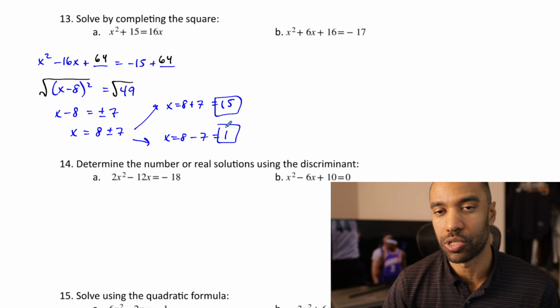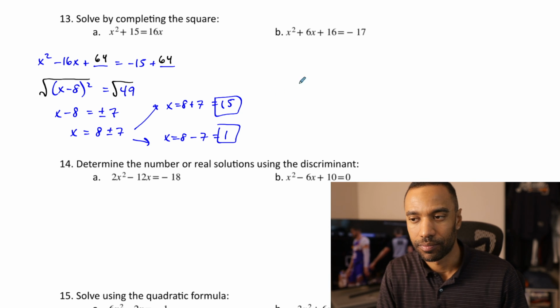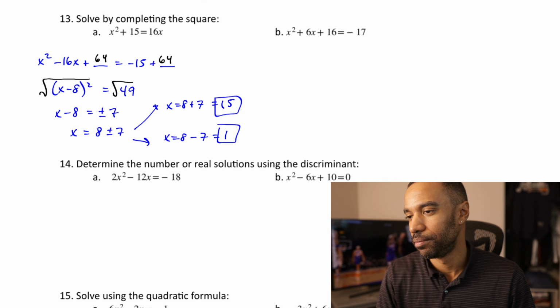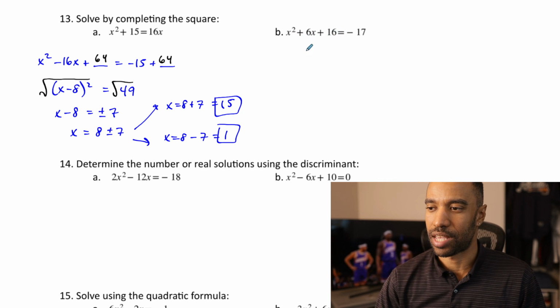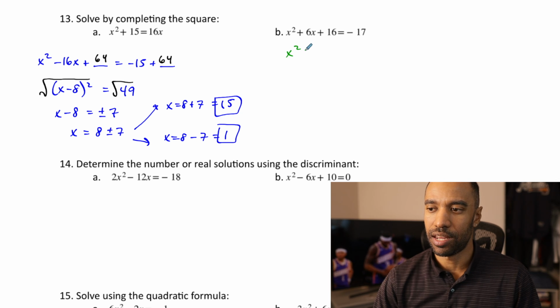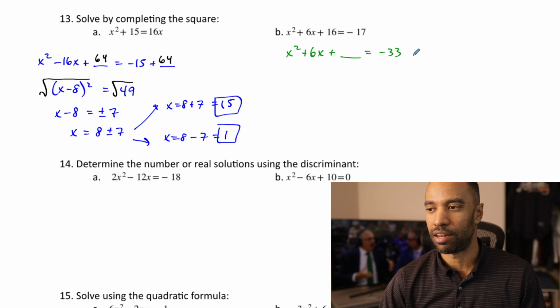If you get rational solutions, no square roots, that means that this was factorable, but they gave us a method and we're using it, which is fine. All right, this next one here, x squared plus 6x plus 16 equals negative 17. Same thing here. If that 16 is not the number that gives you a perfect square trinomial, move it out of the way, subtract it. Negative 17 minus 16 is negative 33.